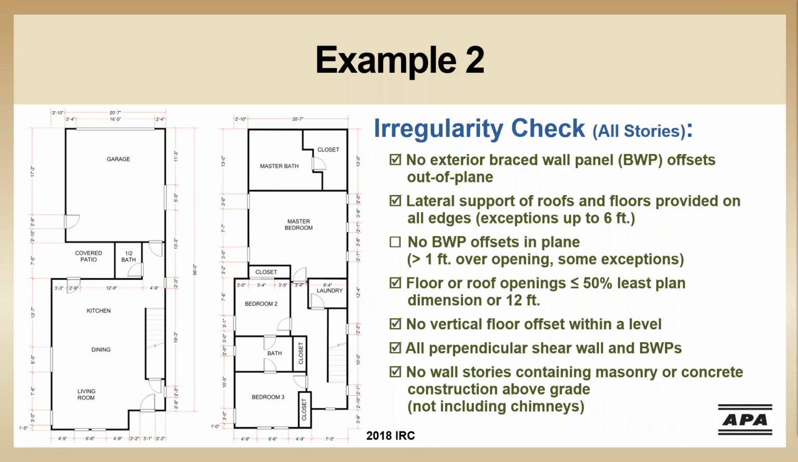If we look at our irregularity checklist next, just like we did before, noting that all our exterior walls are aligned, we can check off almost all of these. Just like last time, we're going to circle back on the braced wall panel offset in plane, since we haven't placed any of our braced wall panels in plan yet.